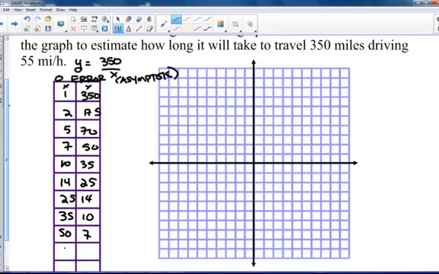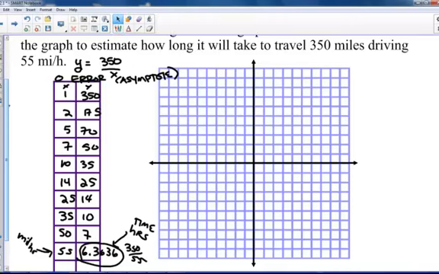55 in the calculator says 6.3636. I could find the exact by doing 350 divided by 55. And that's the question that I'm asked about how long will it take to travel 350 at 55 miles per hour. So that's my miles per hour. And this is my hours, my time. So my answer is 6.36 hours.